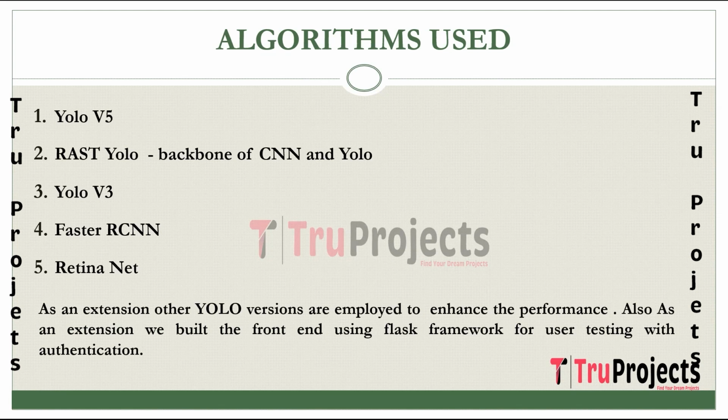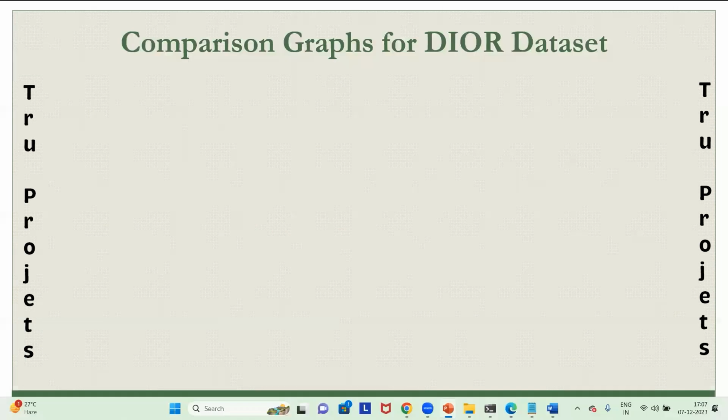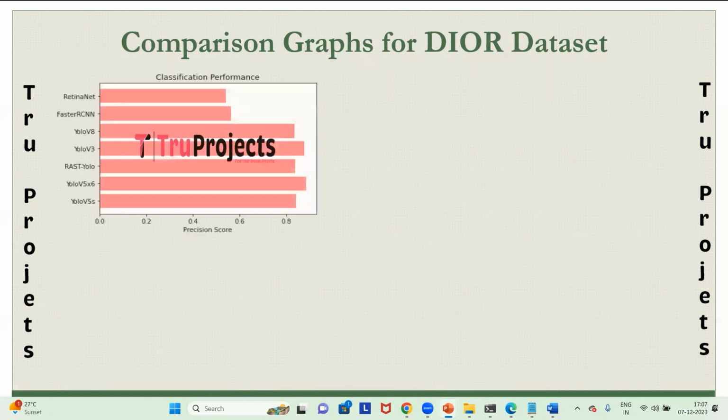As another extension, we have built a front-end using the Flask framework for user testing with user authentication. We have evaluated this project using different performance metrics which are precision, recall, and mAP. Here we have comparison graphs for the DIOR dataset for all these metrics. This is the precision comparison graph. Here on the x-axis we have the precision score for each algorithm, and on the y-axis we have algorithm names.